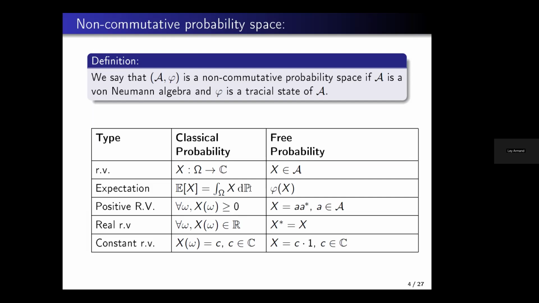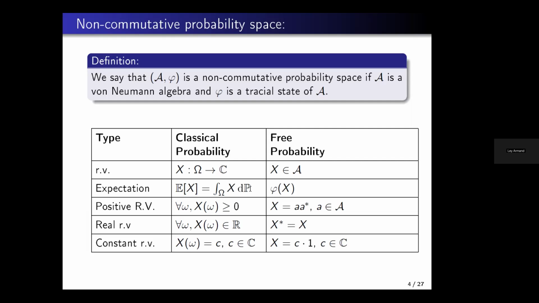The analogies can expand to some special types of random variables. Positive random variables correspond in the world of free probability to variables that can be written A times the adjoint of A. Real random variables correspond in the world of free probability to self-adjoint operators. And constant random variables correspond in the world of free probability to a multiple of the unity.